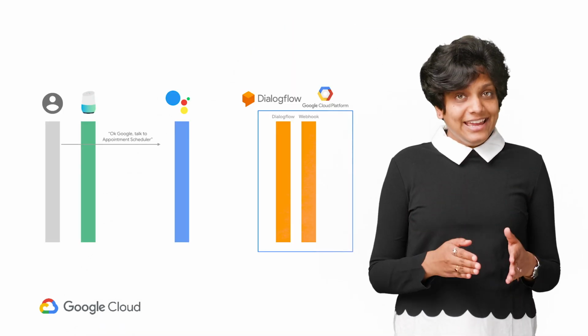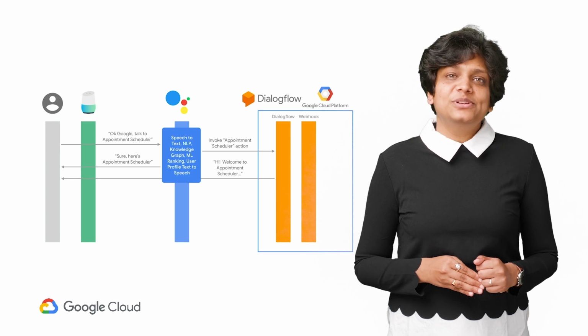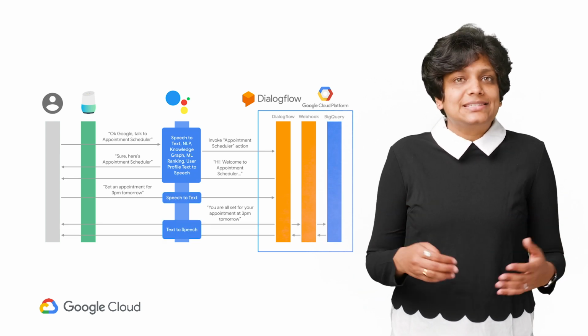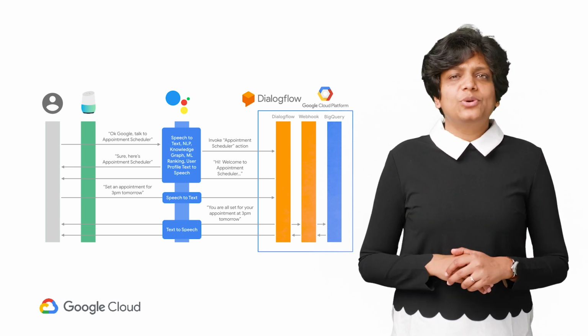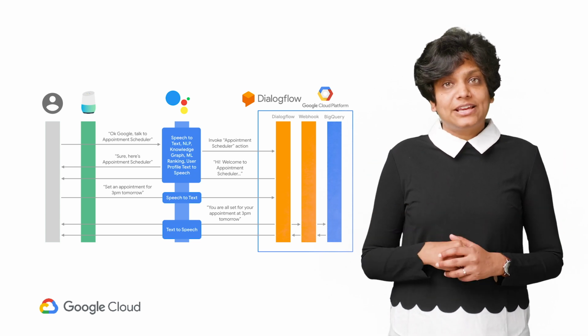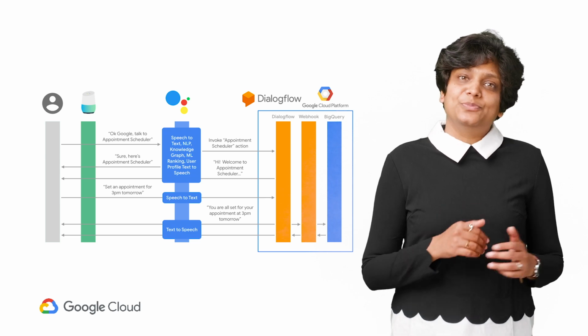If you've not checked out our previous episode on fulfillment, I highly encourage you to watch that before you continue here, because we are going to use our same appointment scheduler chatbot that creates appointments in Google Calendar. Today, let's enhance it to send appointment information to BigQuery to gain some insights from this appointment data. So let's jump into our Dialogflow console and see how to set up the fulfillment to send data to BigQuery.